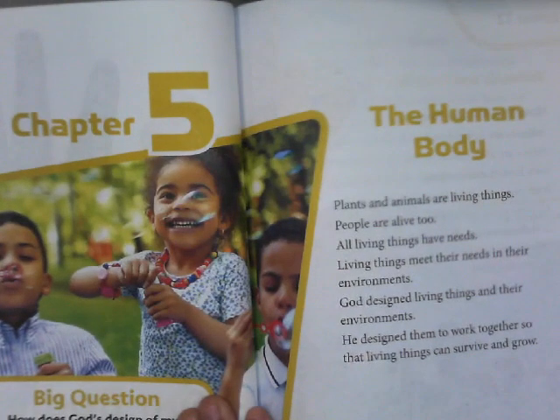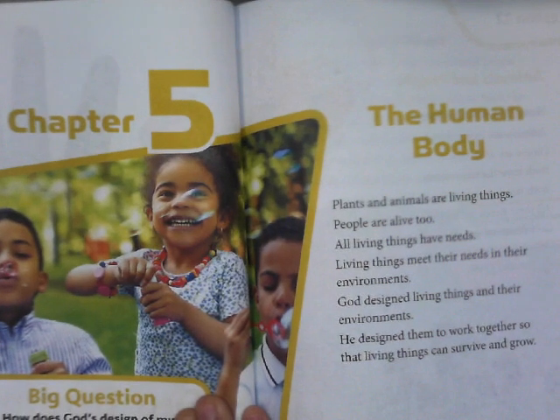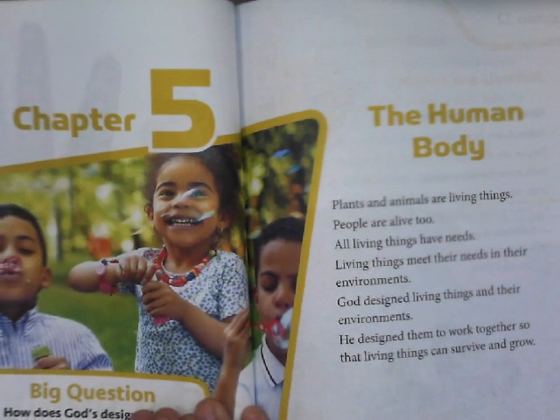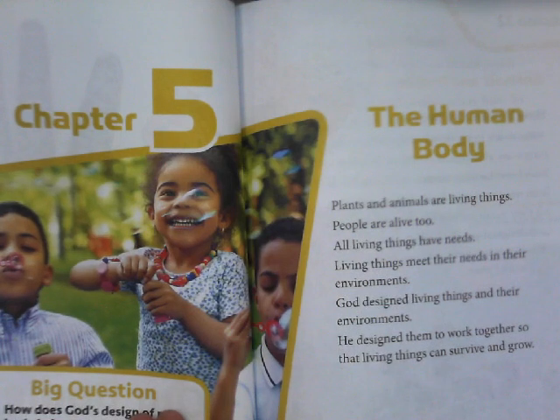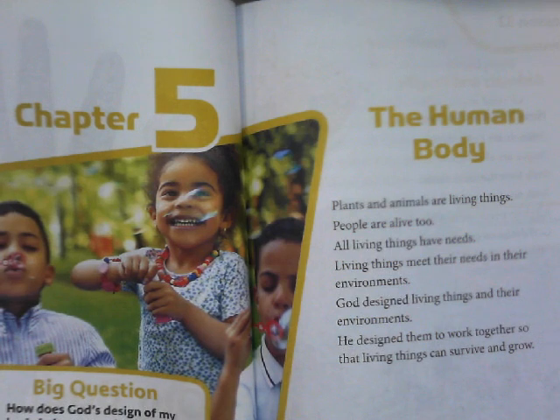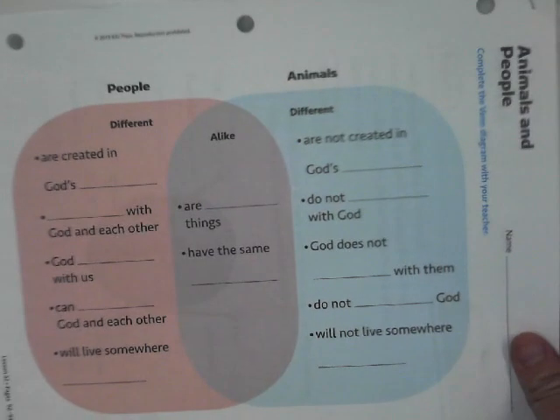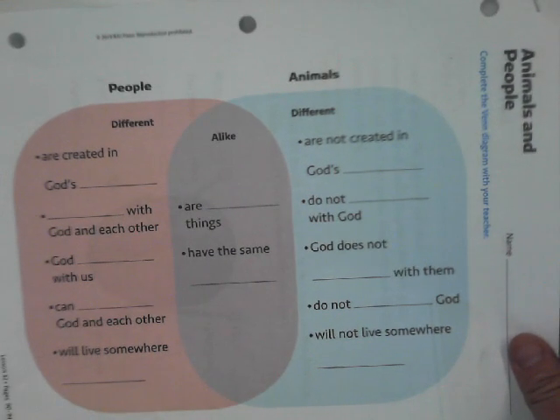This is Chapter 5, The Human Body, for our Science. You do not have this science book with you. I have it here at school, so I'm going to read it to you, and you can follow along in my video. But you did receive this in your packet, and we will do this page together after I go over this lesson with you.